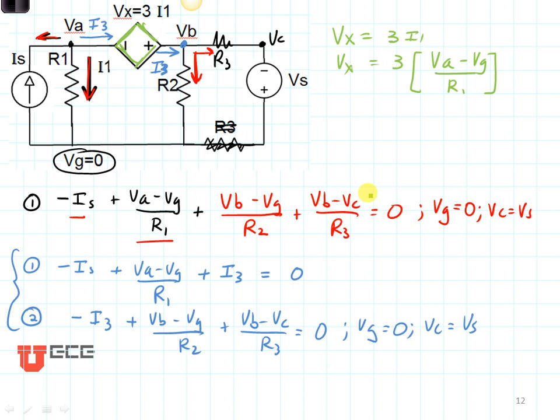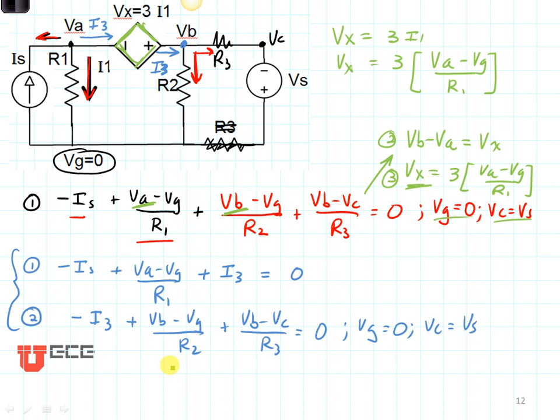So in this version, where I used it as a supernode, I would say that VB minus VA is equal to Vx, and I would say that Vx is equal to 3 times VA minus VG divided by R1. This actually gives me one equation, 2, and 3. Do I need 3 equations? What are my unknowns? My unknowns are VA, VB, VC, but VC is known here, VG is known there, but I still need Vx, so it's VA, VB, and Vx that I would end up solving for.